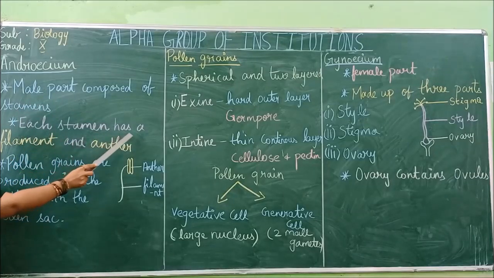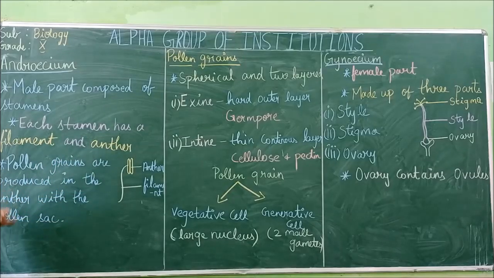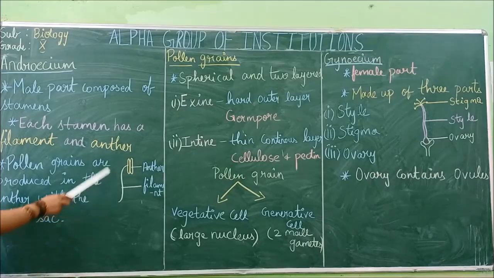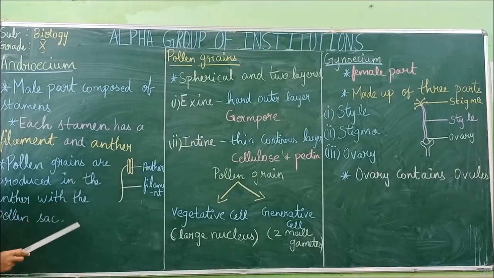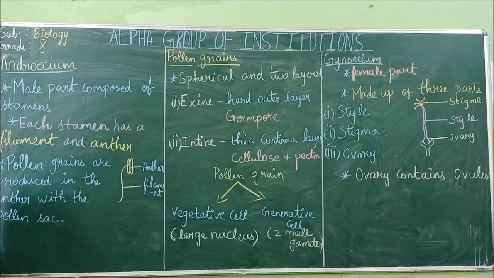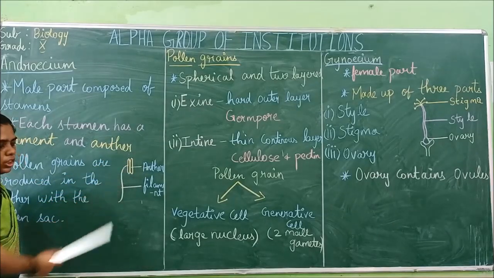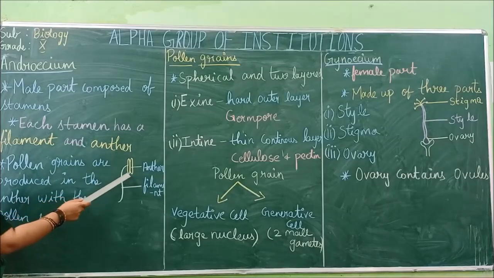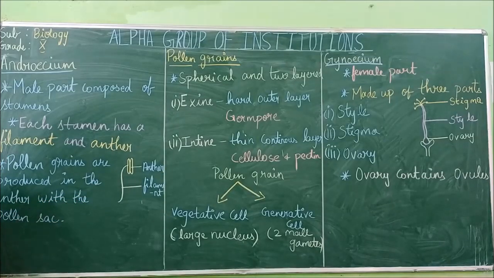Each stamen has a filament and anther. Like I showed you in the typical flower diagram, a filament and anther will be present. So this one structure is considered one stamen. Pollen grains are produced in the anther. Inside this yellow structure, you will have the pollen grains. Pollen grains are the yellow powdery substance that you see in some flowers. Inside the anther, small pollen sacs will be present, and inside them the pollen grains are present.